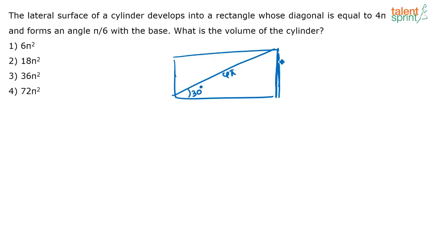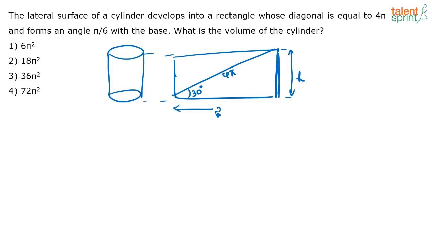Now how am I getting this rectangle? I have opened a cylinder, right? Lateral surface area of a cylinder I have opened. So basically this length represents the height of the cylinder. And what does this length represent? This represents 2 pi r, or the circumference of this circle, right? Assume that you have a cylinder in your hand, you are opening it out. So this is basically the length of this circle, or it is nothing but the circumference of this circle. So that is what you have to keep in mind to solve this question.